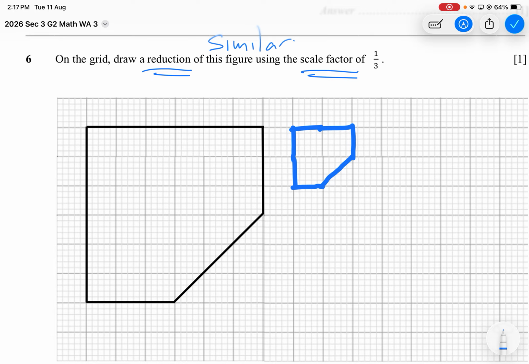Corresponding side. This one corresponds to this one. This one corresponds to this one. This one corresponds to this one. Okay? So some of you didn't know, actually this one is similar figure. So must know, when they say reduction, when they say scale factor, or when you see them asking you to draw something like this, it is similar figure.